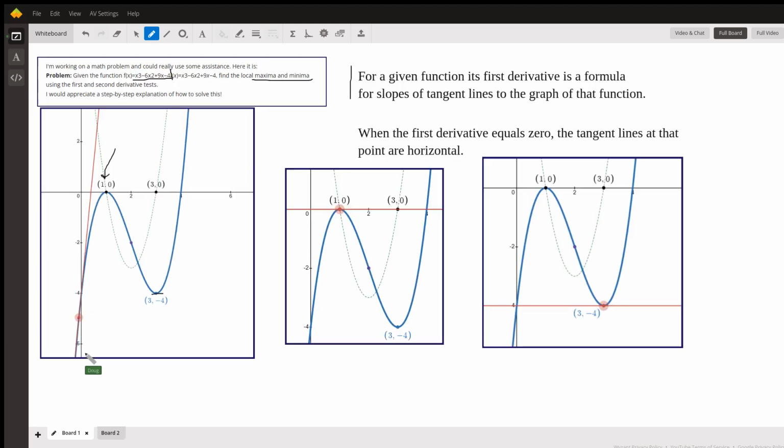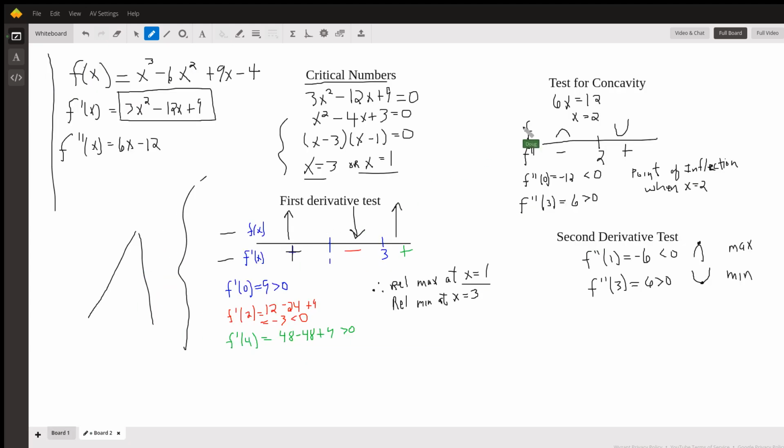And you can go back to the first board to see that. To the left of 1, the original function is increasing. To the right of 1, the function starts decreasing, and then at 3 it goes back to increasing. Okay, now right here I've got a test for concavity, which uses the second derivative.